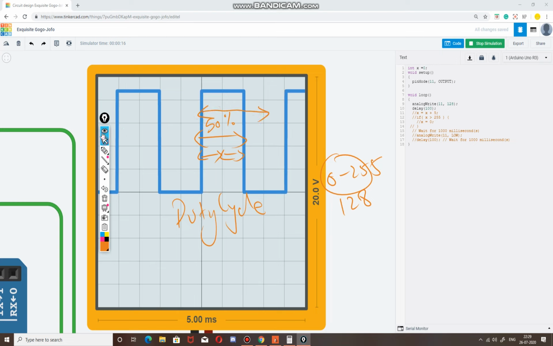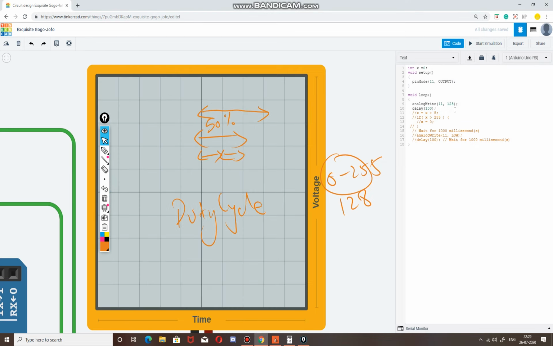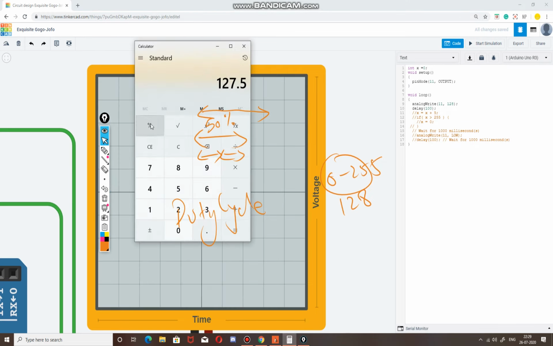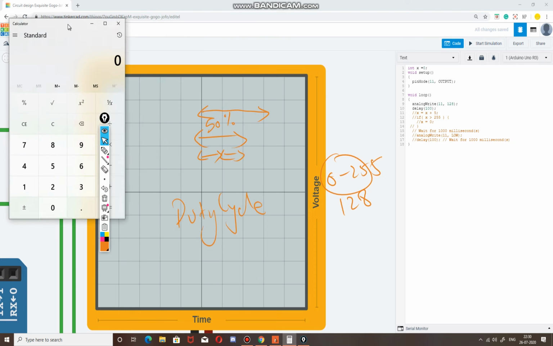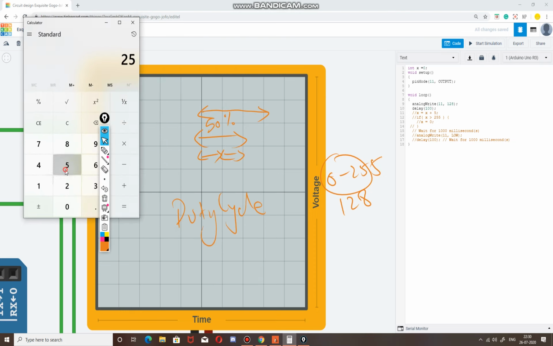All right, now I'm not going to change the annotations here. I'll simply do the conversion here. So to get 75% duty cycle, what you can do is 255 times 3 divided by 4. This is the 75% duty cycle value that you are seeing.